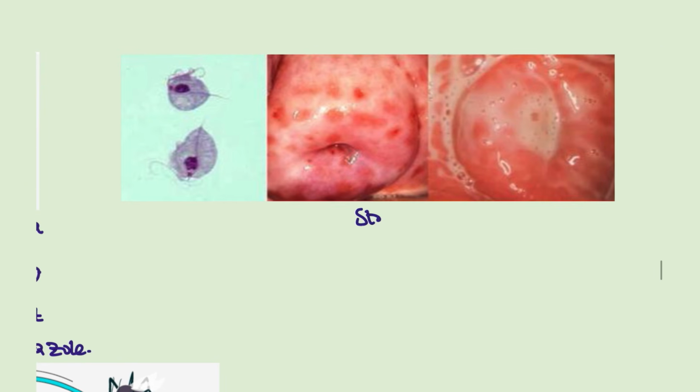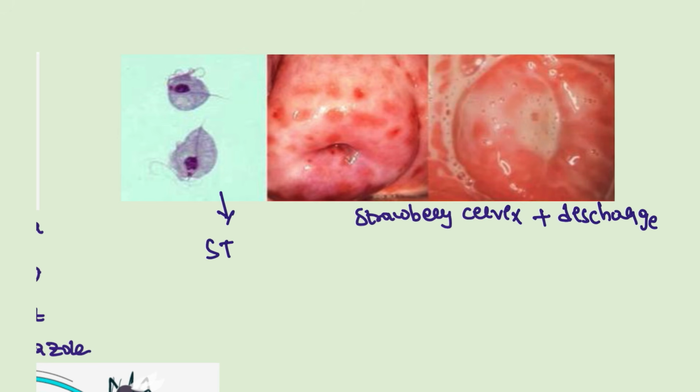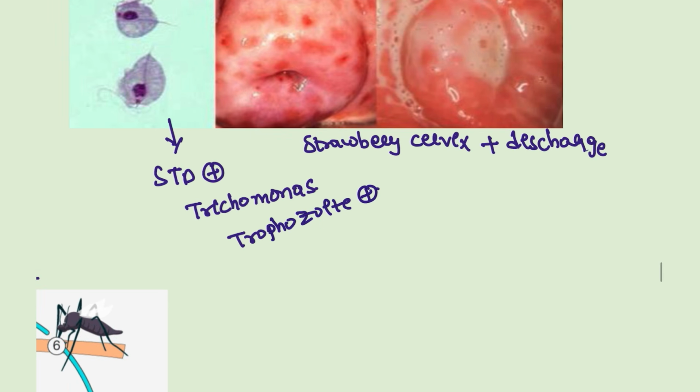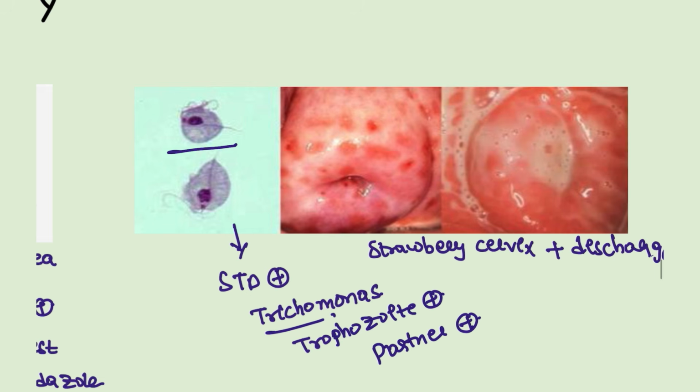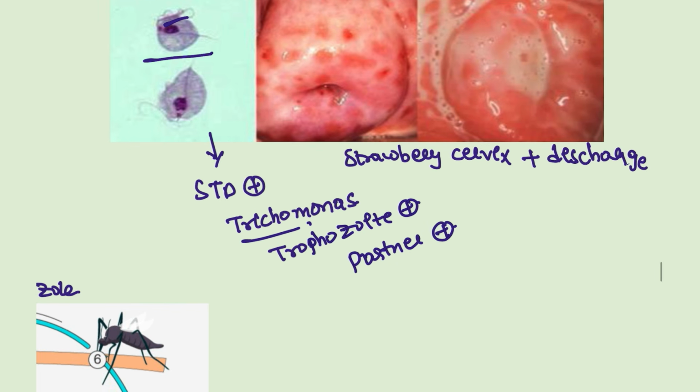And here you can see a strawberry cervix with discharge. The only protozoa associated with an STD is Trichomonas vaginalis, which consists of only the trophozoite. No cyst formation will be seen with Trichomonas, and the partner should also be treated. On examination, you are going to see the flagella or the hooked sucker in the Trichomonas.